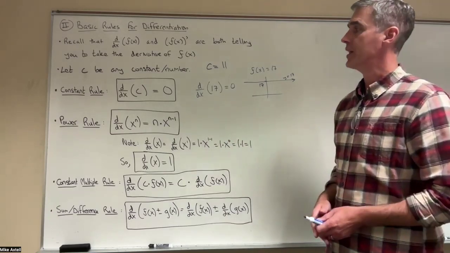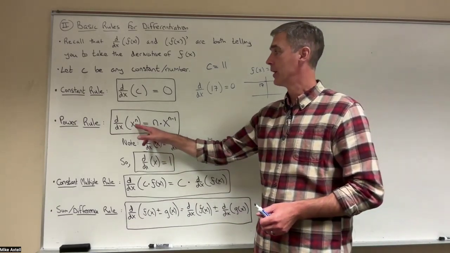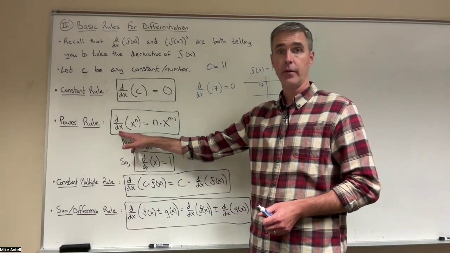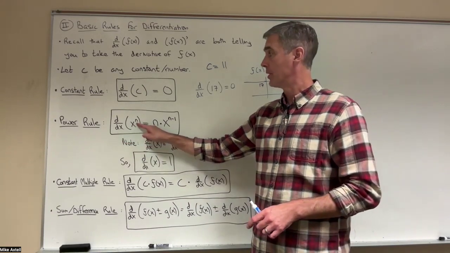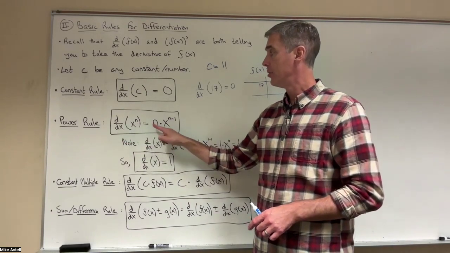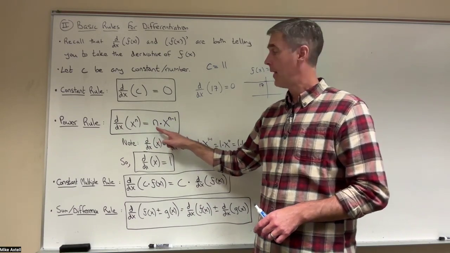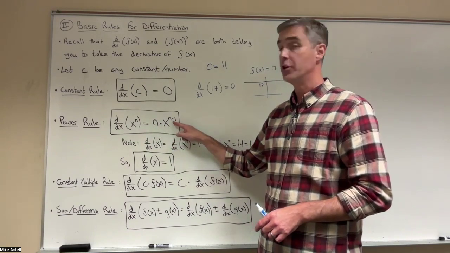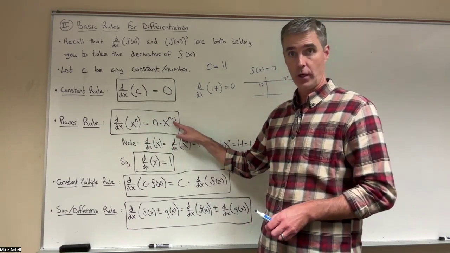The power rule says if I have x raised to a power and I want to take its derivative, it's very simple. I'm going to take the power of n, drag it to the front, and then multiply it by x raised to the new power of n minus 1.